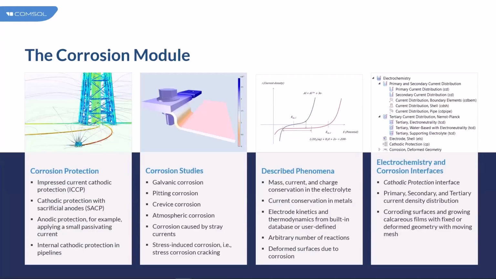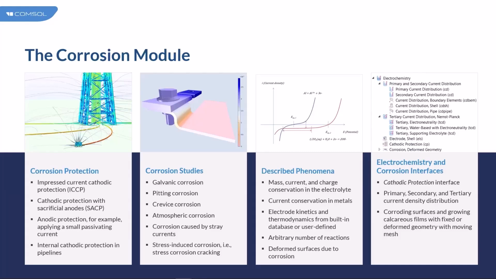COMSOL Multiphysics and the Corrosion Module can be applied to model corrosion protection systems such as impressed current cathodic protection with sacrificial anodes, anodic protection, for example applying a small passivating current, or internal cathodic protection in pipelines, and more. When modeling corrosion processes, all types of galvanic corrosion processes can be modeled, such as pitting corrosion, crevice corrosion, atmospheric corrosion, corrosion caused by stray currents, and even stress-induced corrosion cracking by use of multiphysics capabilities of the software.